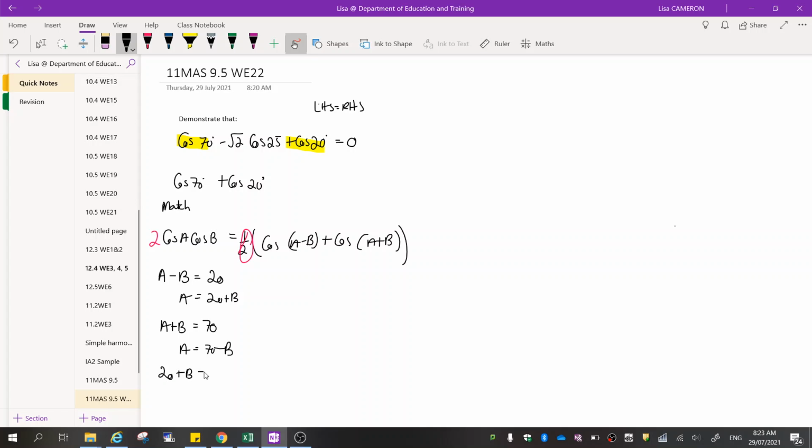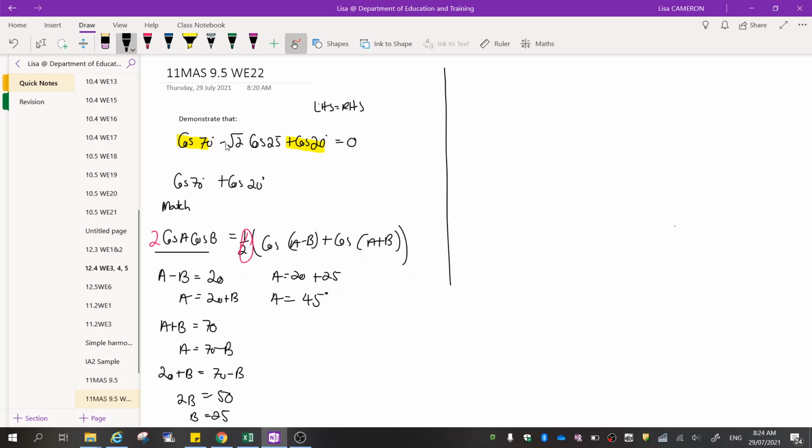20 plus B is equal to 70 minus B. So that means if I take this B over there, 2B is going to be equal to 50, or B equals 25. Now I can substitute it back in here to determine the value of A. So A equals 20 plus 25. So A equals 45. Okay, so I've determined my values of A and B, so I can substitute that in here, back in this expression.